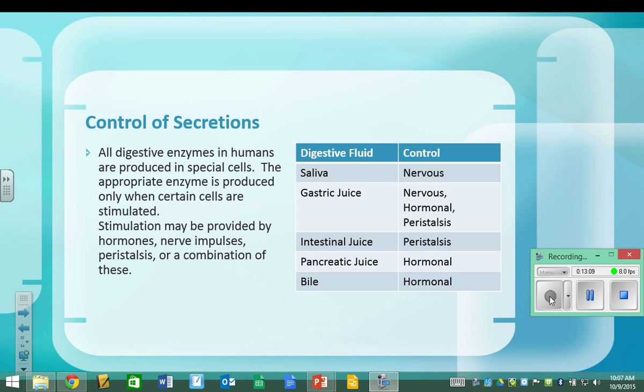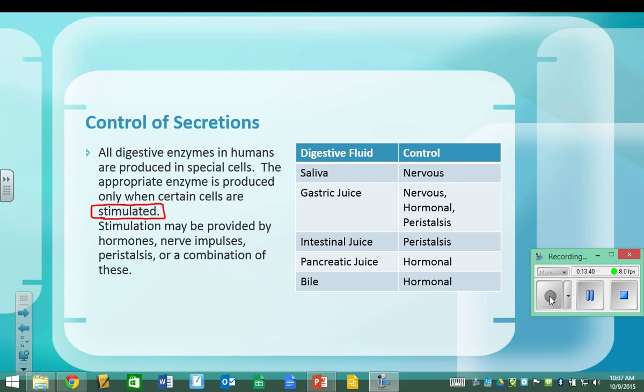So when we talk about enzymes and the fluids that are necessary to digest your food, these enzymes are produced in specific cells, like your gastric glands or your salivary glands. And the appropriate enzyme is produced only when the cells are stimulated. There has to be a signal telling that cell, hey, salivary gland, it is time to make some saliva.